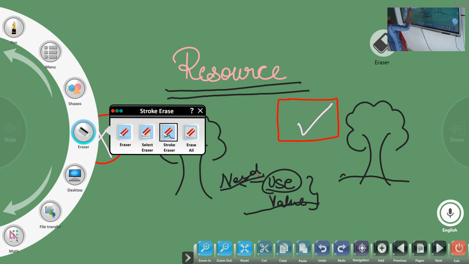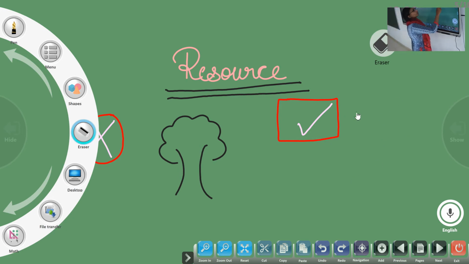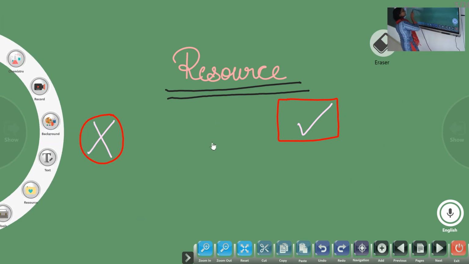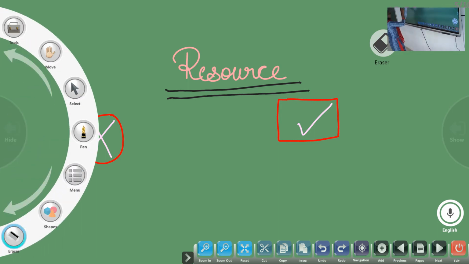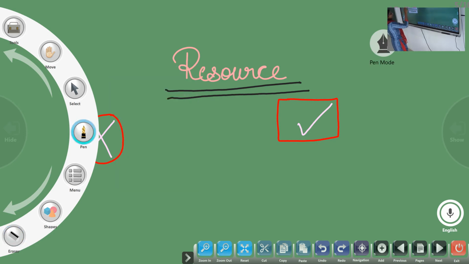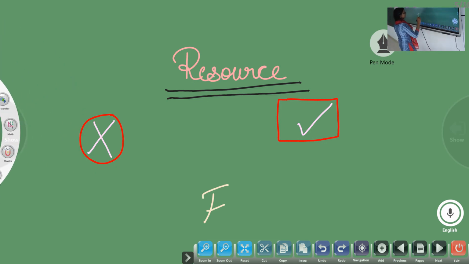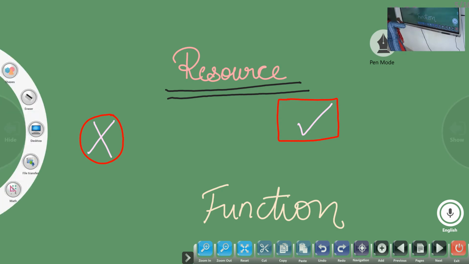When we speak about the tree itself, if I make use of the tree by eating its fruits, then eating the fruit is called the resource. Okay, so the function is the resource, not the material. Let me just write the word function. So, the function is the resource and not the material.